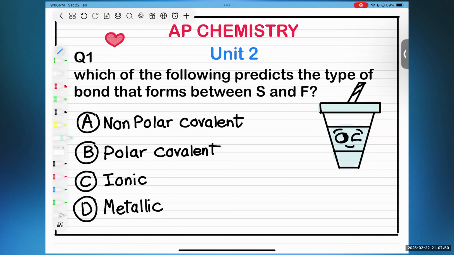Hello and welcome to an easy unit, AP Chemistry Unit 2. Let's see some questions to prove that this is a very easy unit.